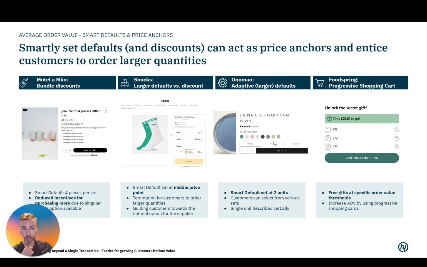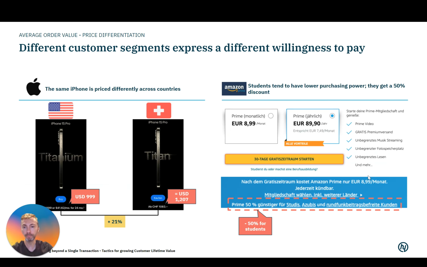Unomao also larger discounts, and what I also like at Foodspring are progressive shopping carts. So in the checkout process, it shows you if you spend another, in this case, 21 pounds, then you get a gift for free, and this way you boost your discount and put something on top of your shopping cart.